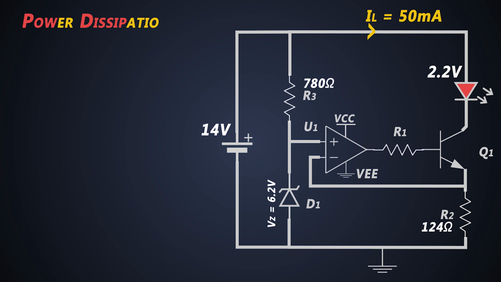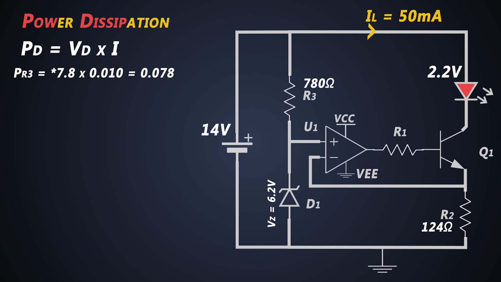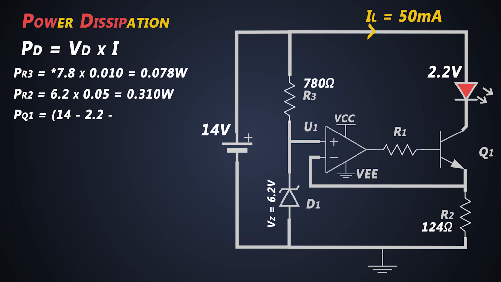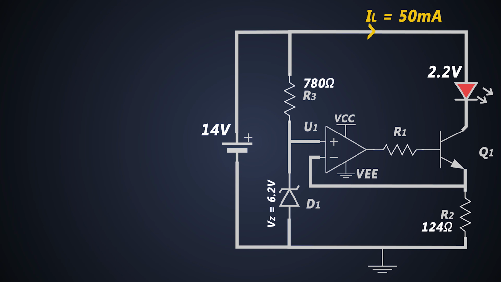Now the power dissipation of this circuit can be calculated as the voltage drop across the component and the current flowing through it. So power dissipation across R3 will be around 68 mW. Power dissipation across R2 will be around 0.3 watts. Oh, that's too much, but we have to pay the price. And power dissipation across the transistor will be around 230 mW. Well, we need to select a transistor which can handle this much power.